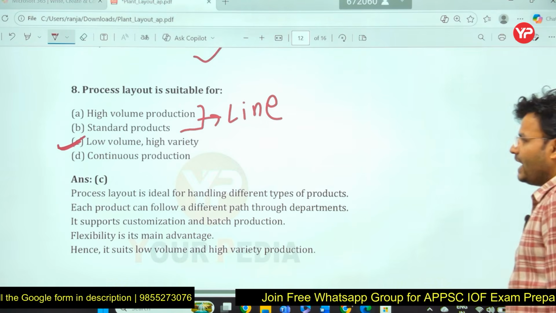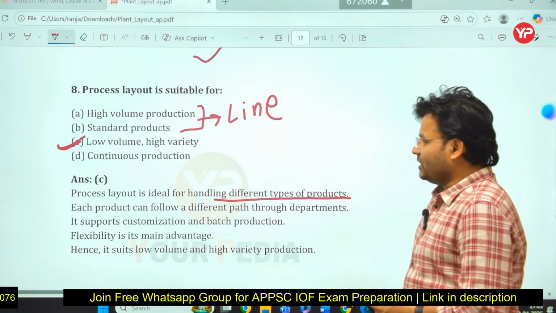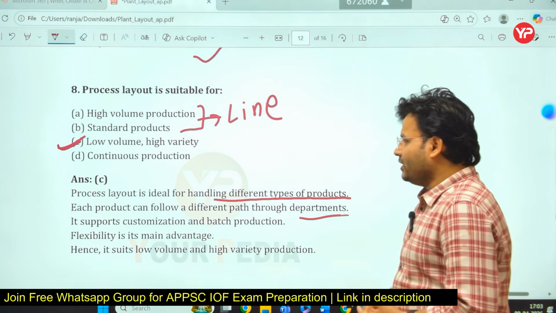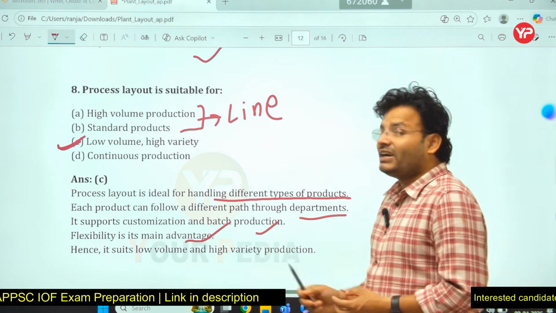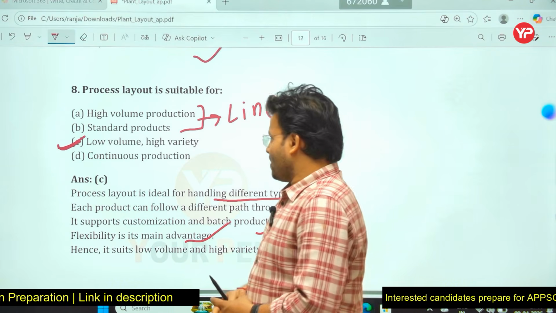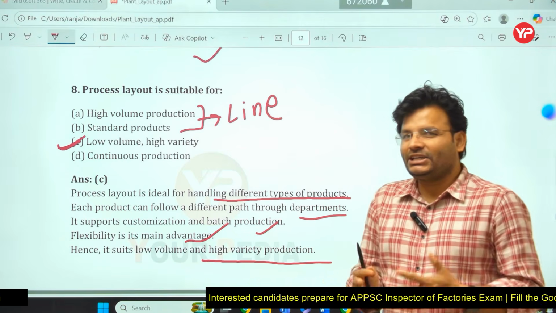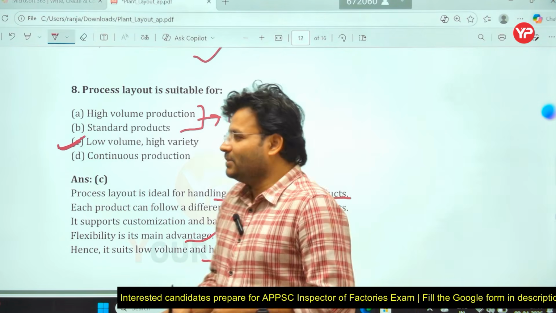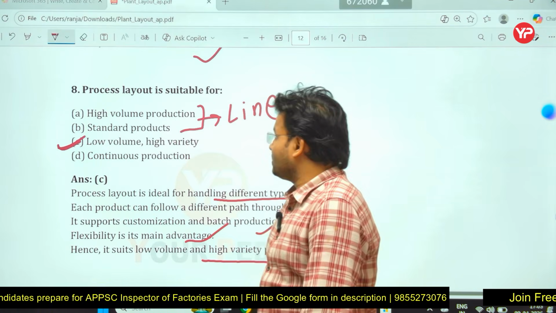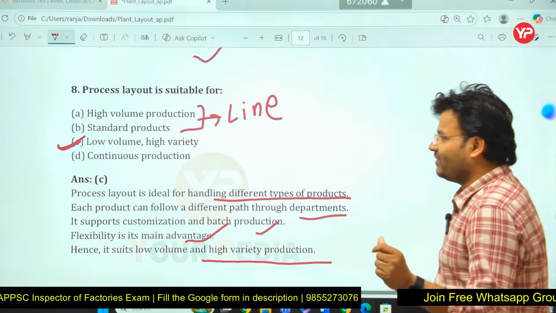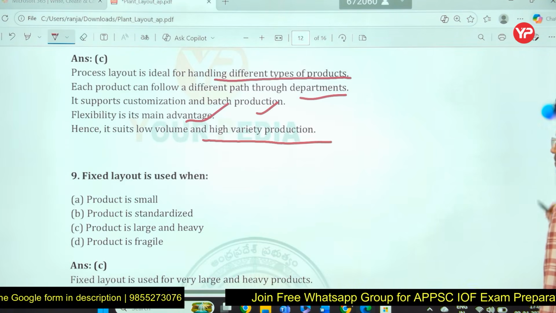Simply we can say, I have written: process layout is ideal for handling different types of product, right? Each product can follow a different path through a department. It supports customization and batch production. Flexibility is one of the main advantages, hence it's suited for low volume and high variety production systems. For that it is best suited. So keep in mind, process means different types of processes are going to be performed. But yes, this is for low volume but high variety systems. So C for Chennai is the correct answer.